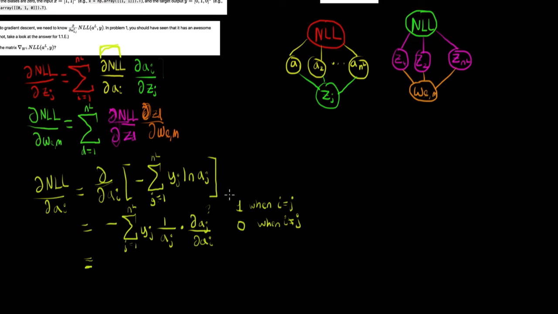And this function has a very special name. This function is called the Kronecker delta, delta ij.